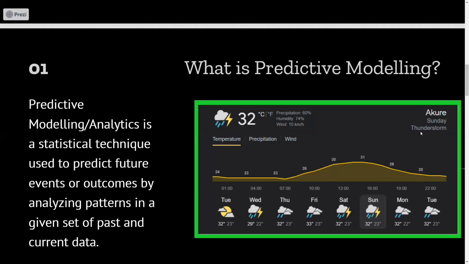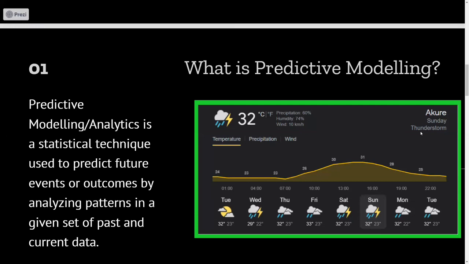So for theory, predictive modeling or analytics is basically a technique that's used to predict future events or outcomes by analyzing patterns in a set of past data. Basically what we're saying here is you have historical data about something, and you want to know, okay, this is what has happened in the past, what is going to happen in the future.